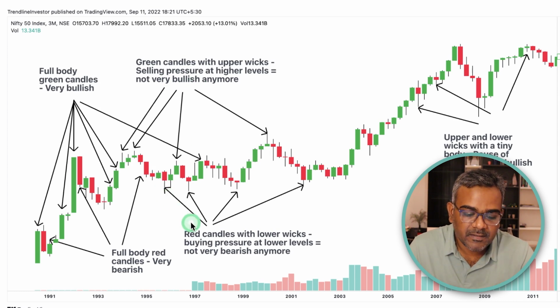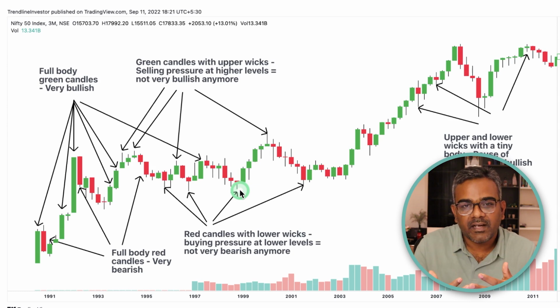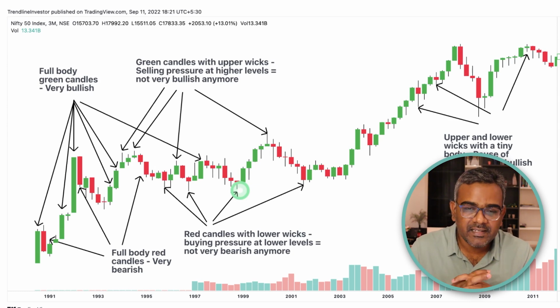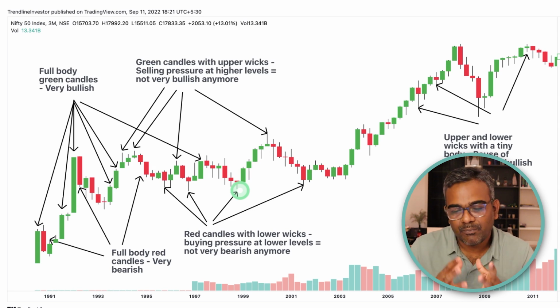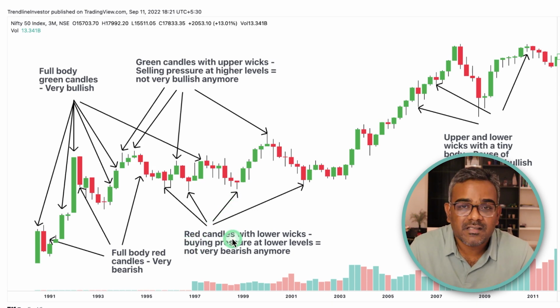Okay, now next one is the same concept, but with red candles, right? You see red candles here with lower wicks. So when these lower wicks form, it means that the price went lower, but then there was so much buying that the price again lifted and came higher. Now what does it indicate? It indicates that there was buying pressure, and that probably sellers have lost strength, or are losing strength here in this game, and buyers are stepping in here.